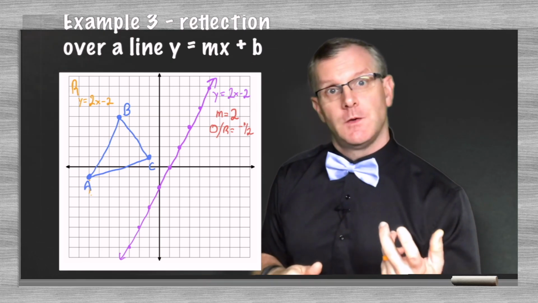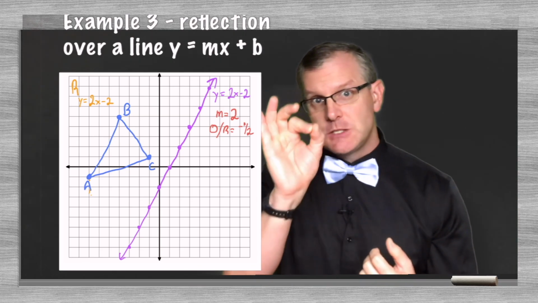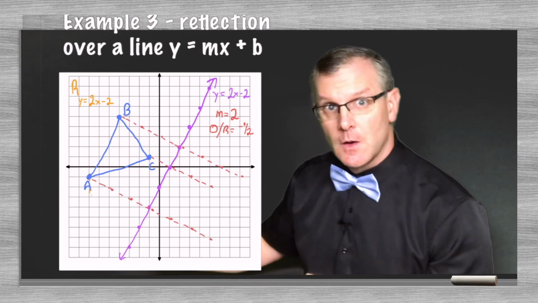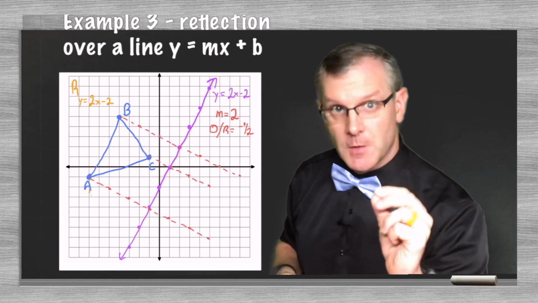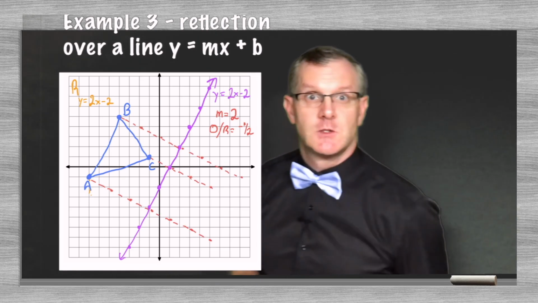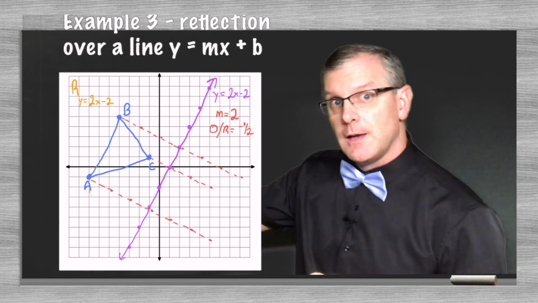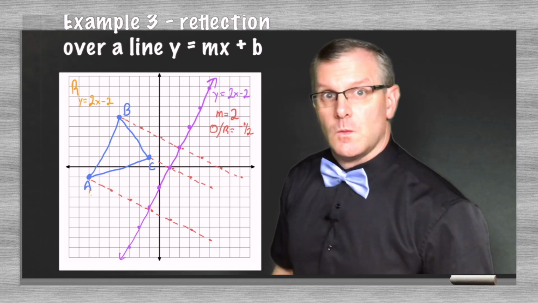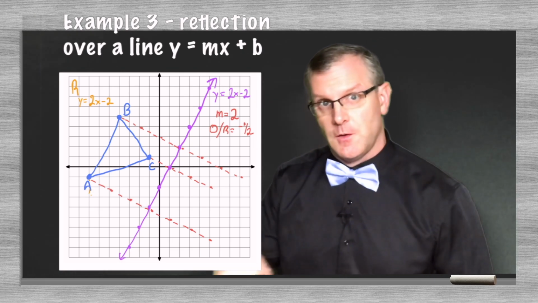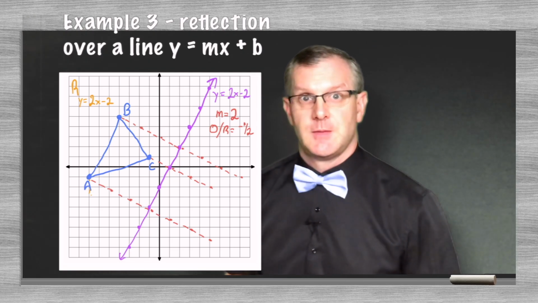Now, what we're going to do is from each point, I'm going to go ahead and draw a line using the slope that's the opposite reciprocal. So if my line of reflection's got a slope of 2, I'm going to draw a line with slope -1/2. So I'll go ahead and draw the line there, -1/2, and do that 3 times.